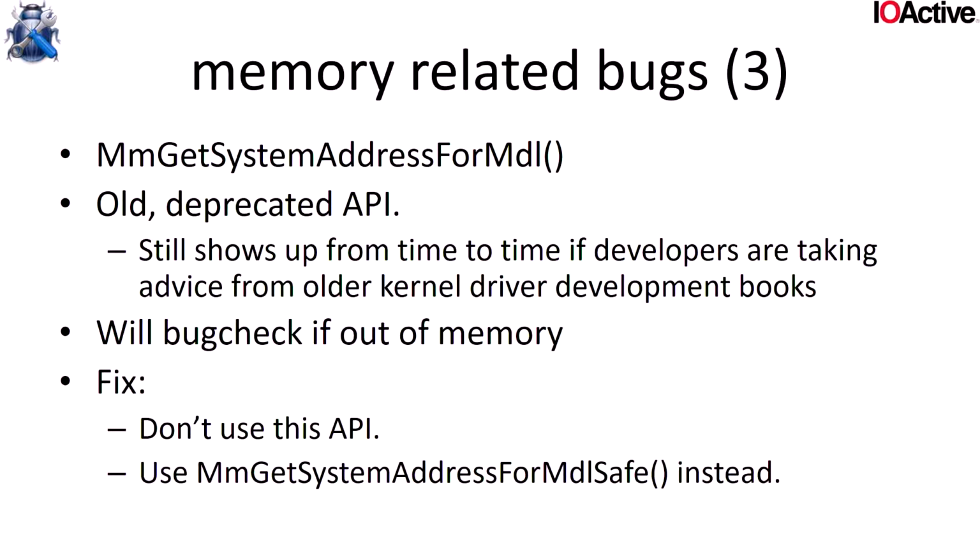So the next memory-related bug: there's this API called MmGetSystemAddressForMdl, which is basically, if you get an MDL, how do you get it mapped in your virtual address space or kernel? This old API, if you call it and it can't map it, causes a kernel panic. And so there's a new API called MmGetSystemAddressForMdlSafe. And that one doesn't cause a kernel panic. And so obviously you should use the new one. If you see the old one, that's a bug.